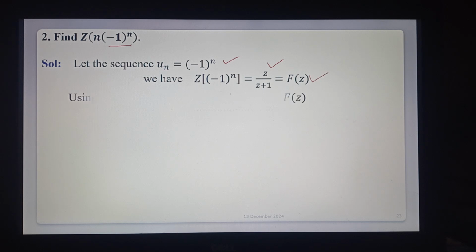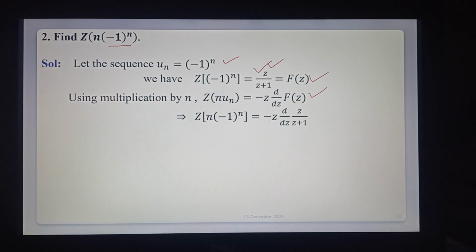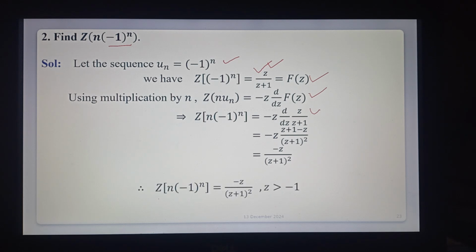So now by using multiplication by n, z of n into un is equal to minus z into d by dz of f of z. F of z is already found here. So substituting, minus z into d by dz of z by z plus 1. Now the differentiation is by the u by v method: minus z into z plus 1 minus z by z plus 1 whole square. Z cancels here, giving minus z by z plus 1 whole square. So this is the required value: the z transform of n into minus 1 power n is equal to minus z by z plus 1 whole square.